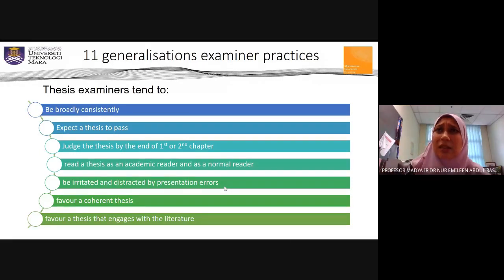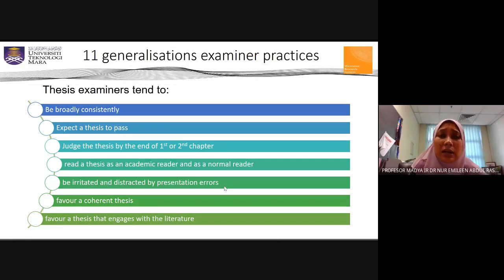And some examiners, they tend to read it several times. So kalau thesis tu memang the quality agak teruk dan jalan cerita dia tak bagus, then ada examiner akan read 2-3 kali benda tu. Okay. For a thesis to be a good read, it must meet the examiner's academic expectation and the expectation as a normal reader. They expect to read a thesis that is academically sound, for example, engage with the literature, has appropriate methodology, logical structure. They also expect a thesis to be clear, interesting, polished and easy to follow.